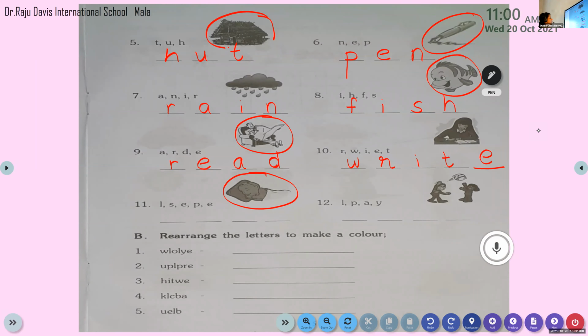S-L-E-E-P. Yes, very good. Here also a blank is missing. So what you have to do is draw the blank and write the letter. S-L-E-E-P. Come on, write it. So by looking at the picture, you are able to identify the word. Very good. Okay, so we need to know the correct spelling of the word given. Similarly, these questions will be asked in the examinations too.